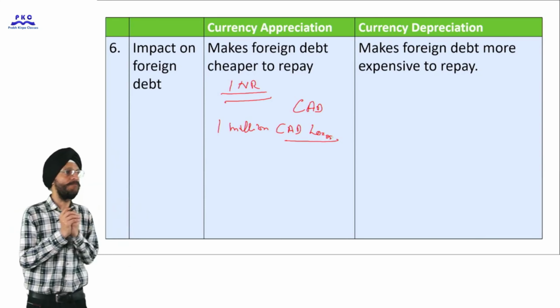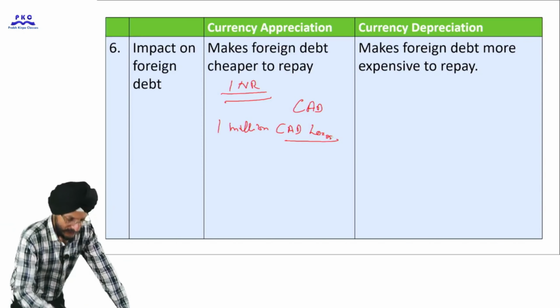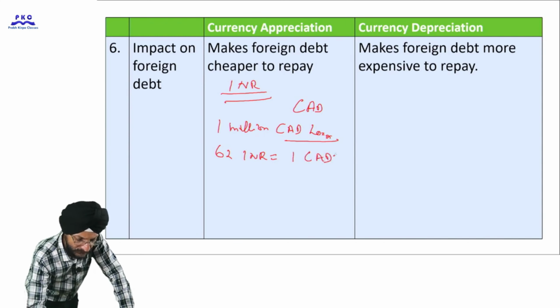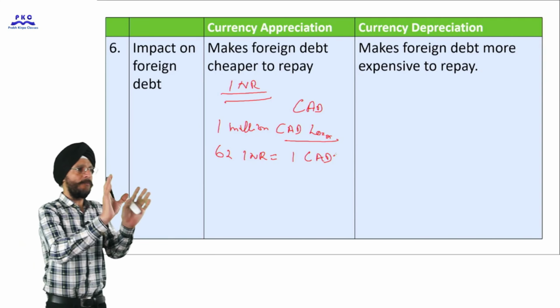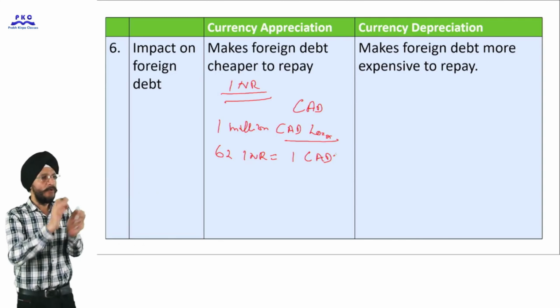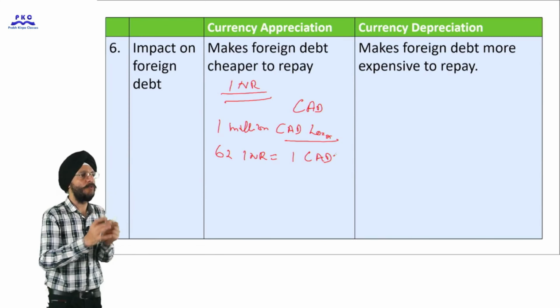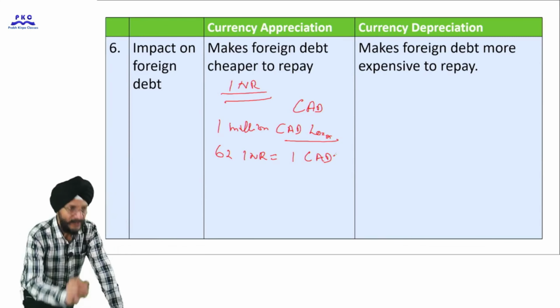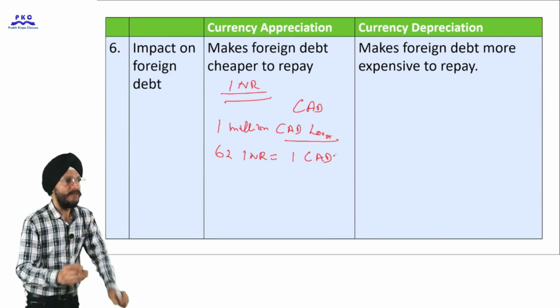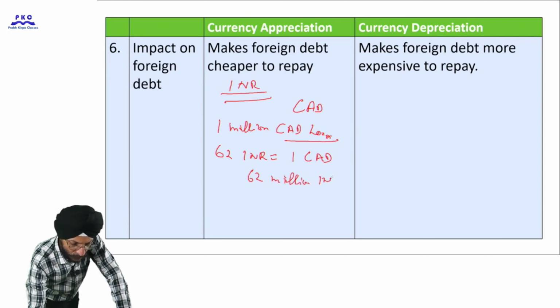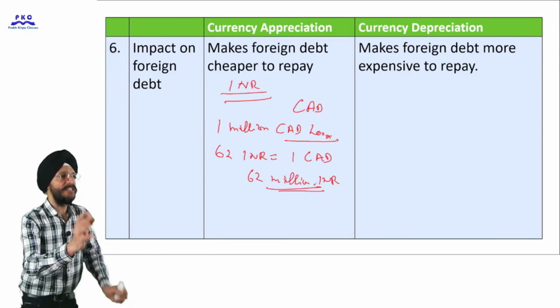What is the present value of the Canadian dollar? It is somewhat near 62 Indian rupee equal to 1 Canadian dollar. We are only talking about approximate value to keep the point simpler. It is somewhat more than 62. So what is the loan amount at present which the Indian government has taken? It is 62 million Indian rupee. This is the loan amount that has been taken.